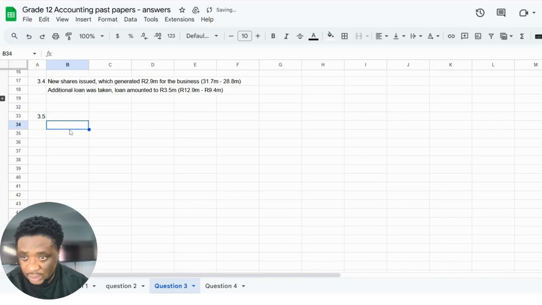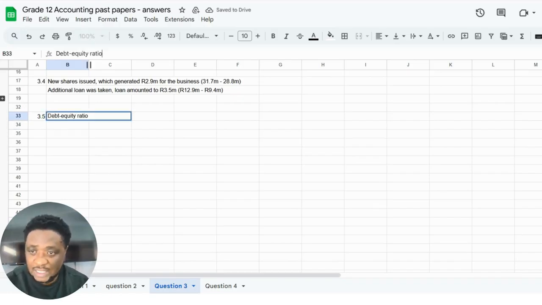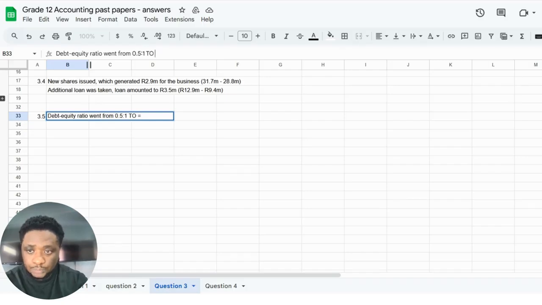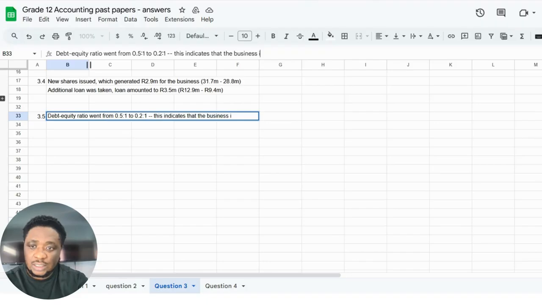Okay, so let's have a look then. I'm going to start with the debt equity ratio. The debt equity ratio went from 0.5 to 1, to 0.2 to 1. And this indicates that the business is in less financial risk compared to the previous year.